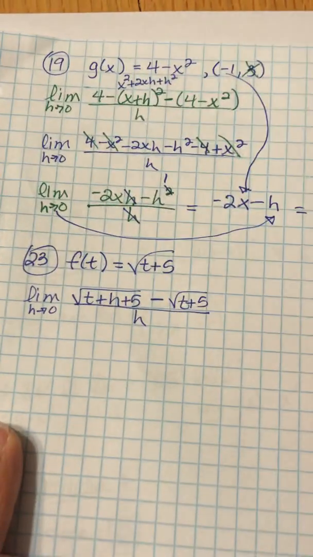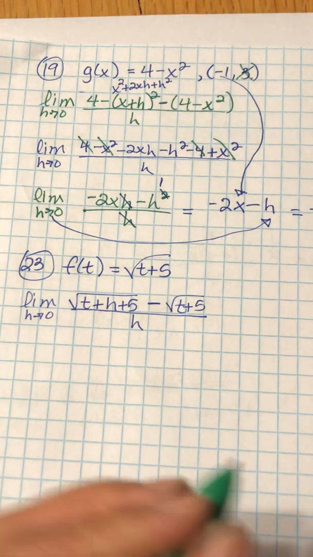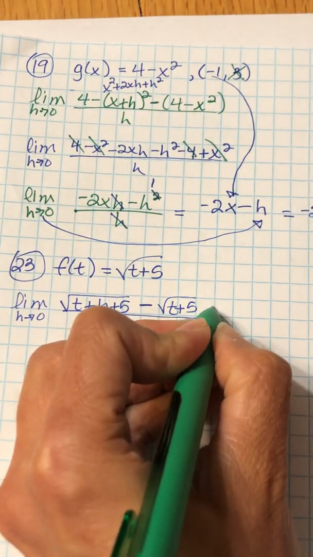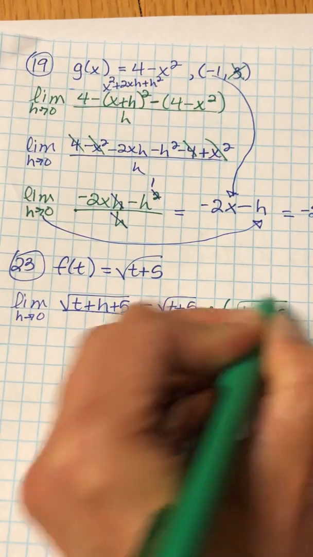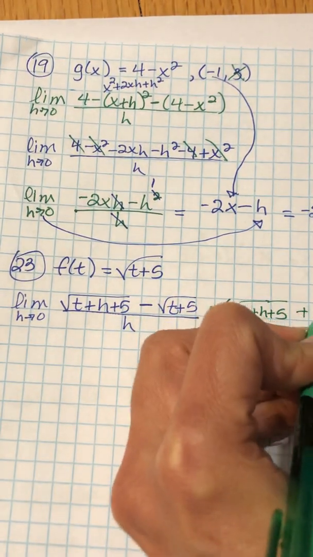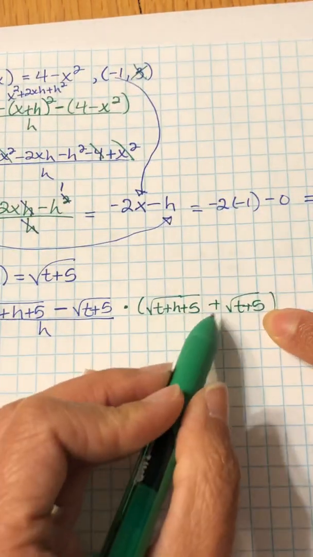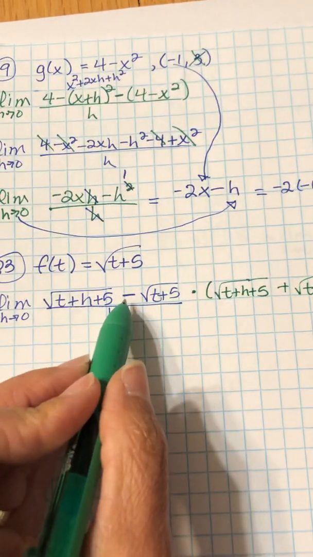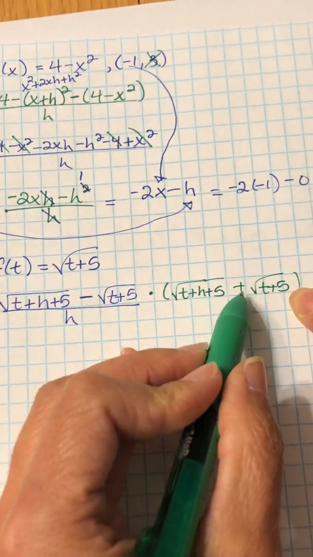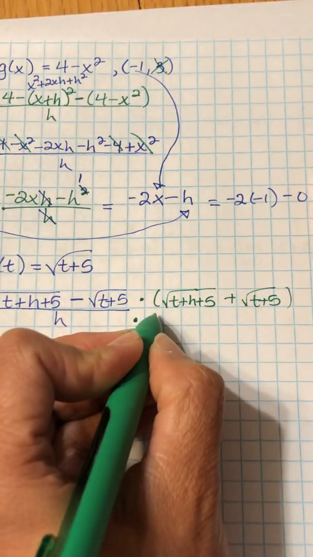And when we have something like this, we have to multiply by the conjugate. So that means I have to multiply top and bottom by the square root of t plus h plus 5 plus the square root of t plus 5. Okay? Same stuff except for the plus in the middle. This is the only sign that changes. This one has a minus, so this one has to have a plus. Because conjugates, when you multiply them together, the middle terms cancel.